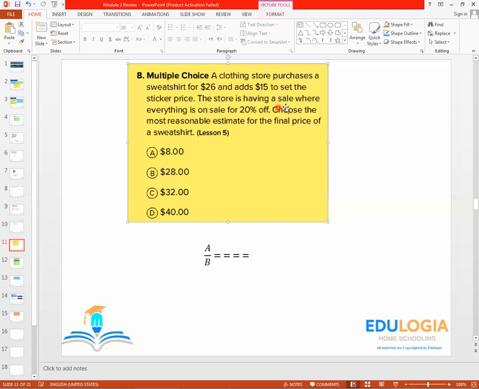The store is having a sale where everything is on sale for 20% off. This is the discount. So we have many numbers here: 26 and 15, these are for the factory and the revenue, and also another number, 20%. This is the discount. Choose the most reasonable estimate for the final price of a sweatshirt.